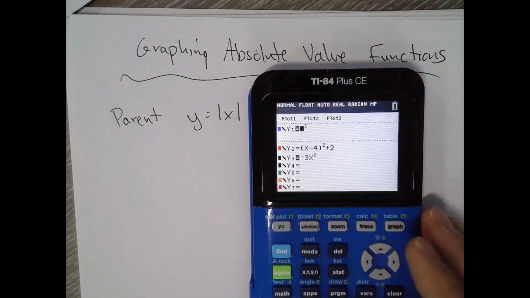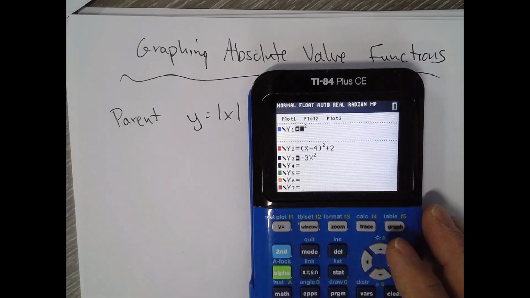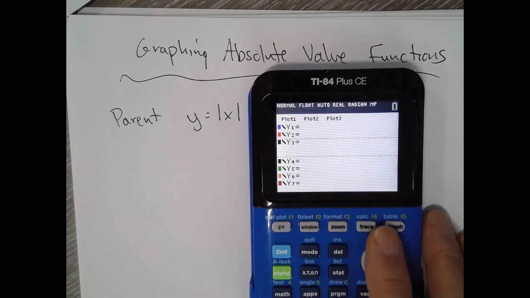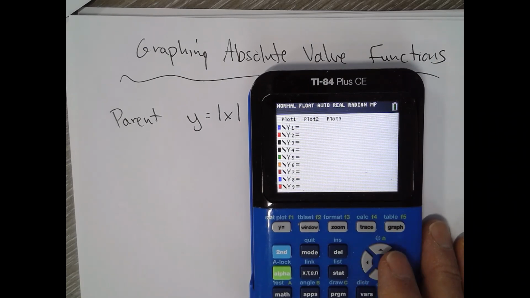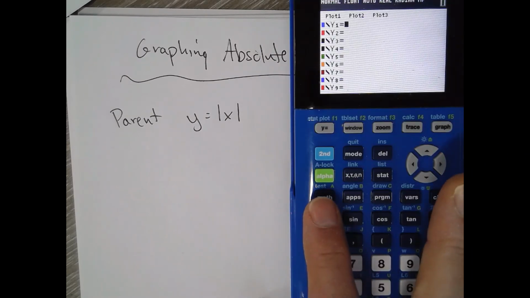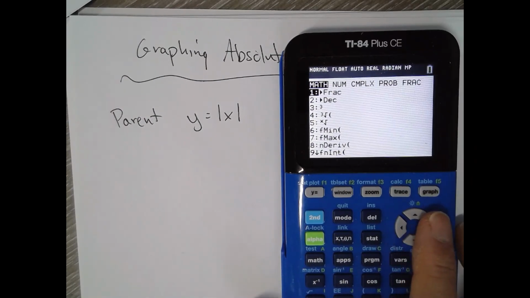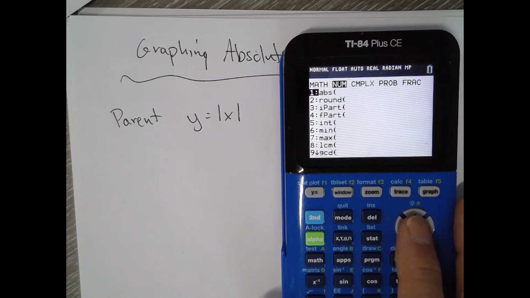Y equals, I'm going to get rid of all my equations. I'm going to hit clear. Okay, absolute value is under math right here. You can hit math, and you actually have to move over to number, and it's ABS. So it's under math, and then go over to number, and it's ABS.